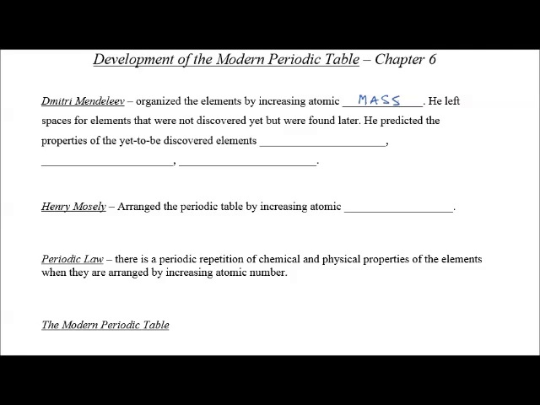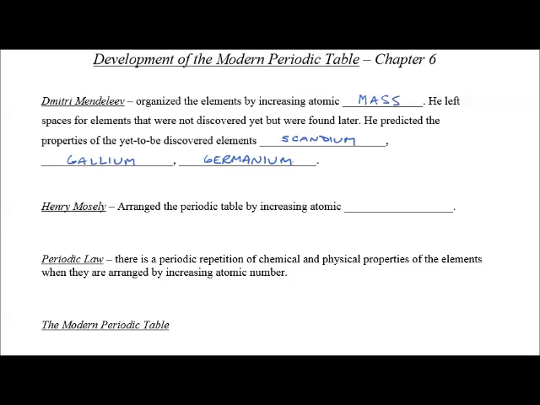His genius was that he left spaces for elements that were not yet discovered, and he predicted the properties these elements would have. So he left spaces in his table for the elements scandium, gallium, and germanium.